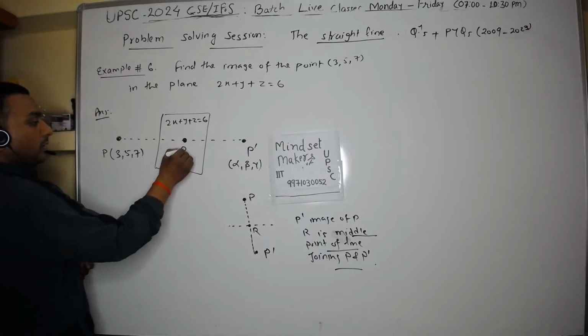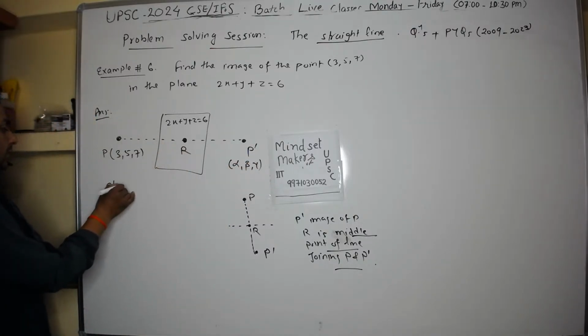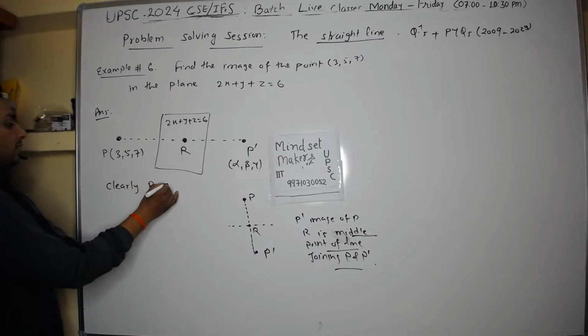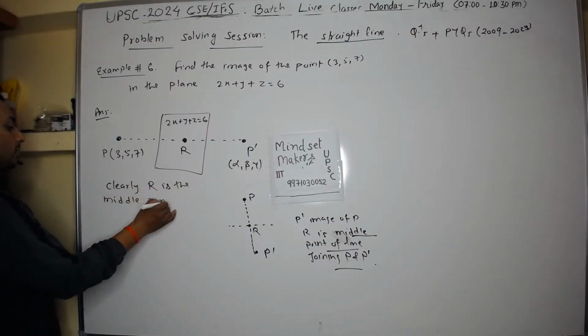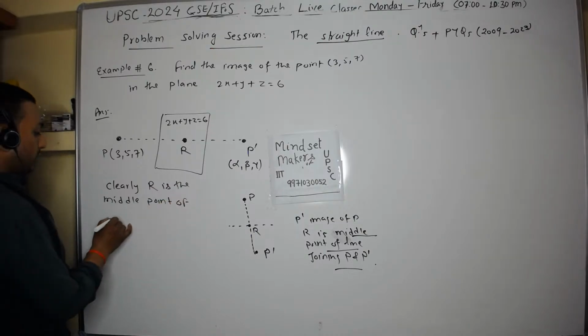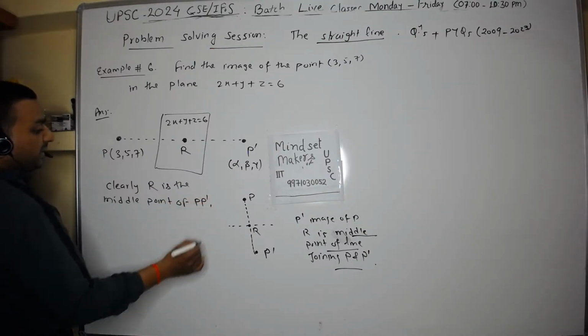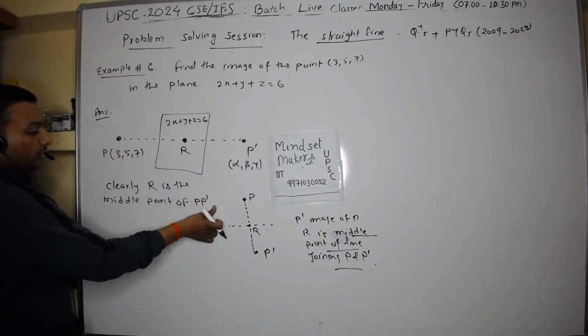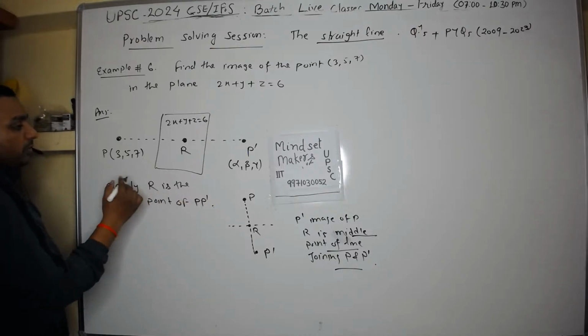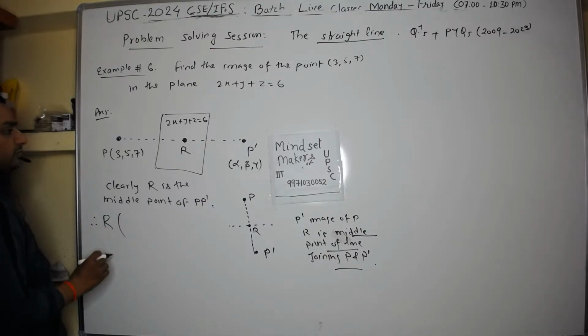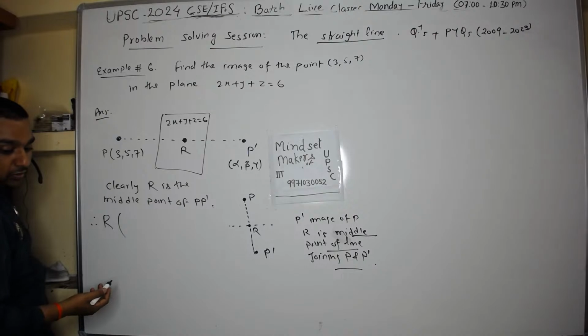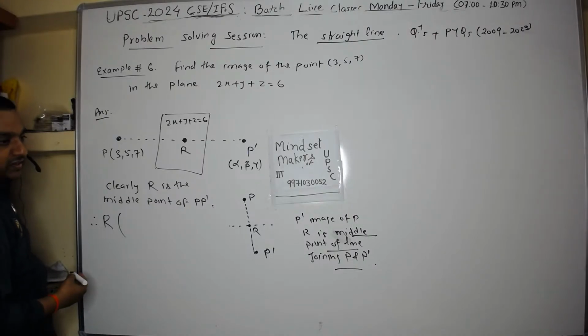Okay, dear. But clearly, R is the middle point of PP dash. Right or not? So if R is the middle point of PP dash, what does that mean? The coordinates of R will be x1 plus x2 by 2. Right or not? How is the middle point found?